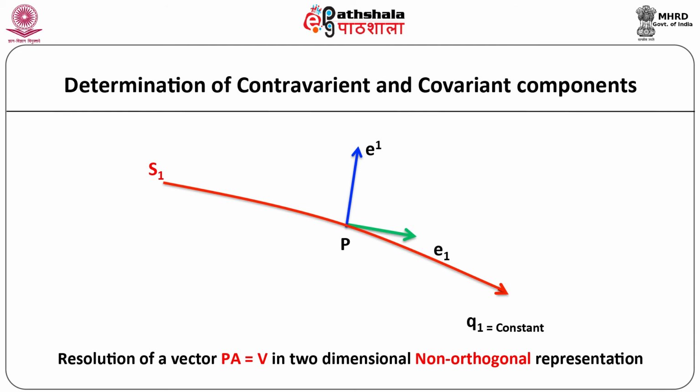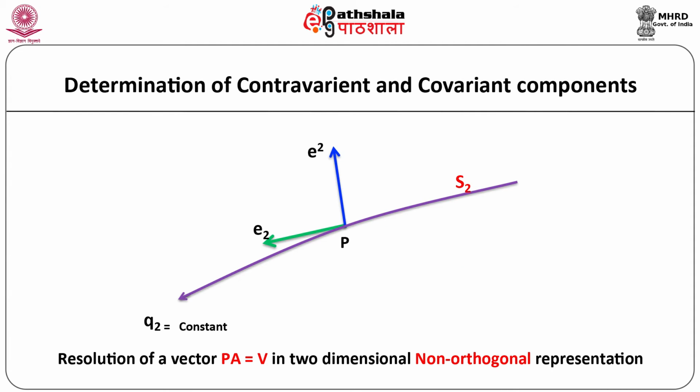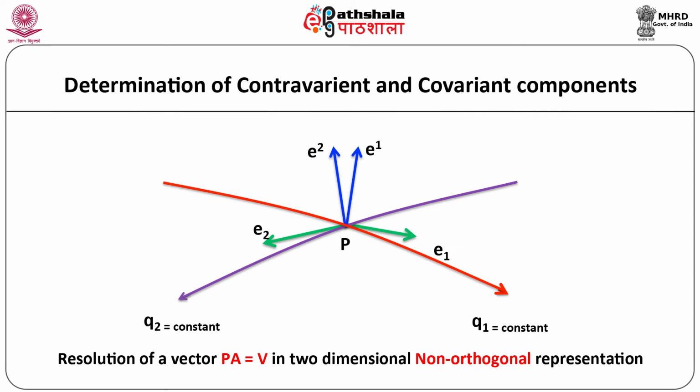Again, for understanding purpose, let us consider a two-dimensional curvilinear coordinate system. Consider a point P in this system with q1 and q2 as the coordinates of the point P. Then q1 equal to constant will generate a curve S1. Draw tangent and normal to this curve at point P. Now consider q2 equal to constant. It will also generate another curve, say S2. Draw tangent and normal to this curve at P as shown. Thus, we have the diagram as shown.